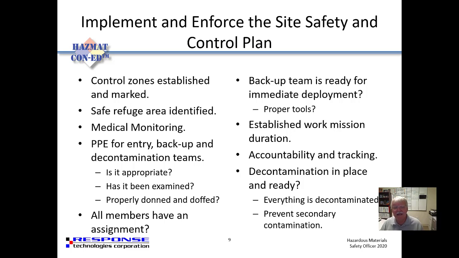And there are 3 things that we want to evaluate as a safety officer. One, first of all, is it appropriate? Is the garment that we selected chemically compatible, obviously, with the material? Is it the appropriate level? Number 2 is, has it been examined prior to donning? Let me tell you a little story.